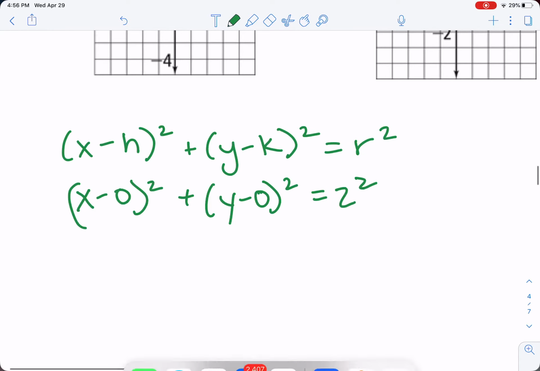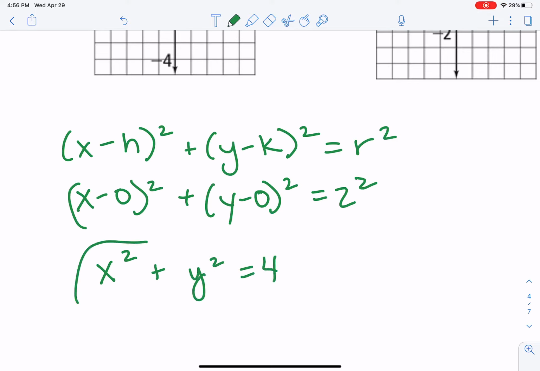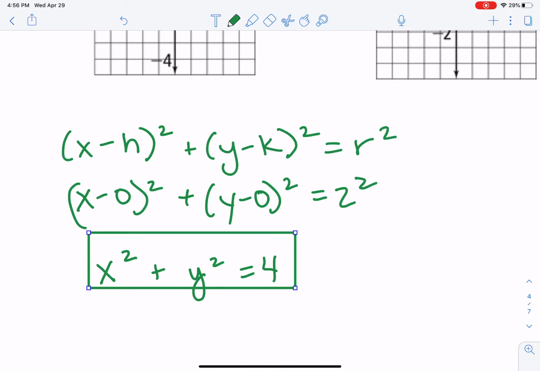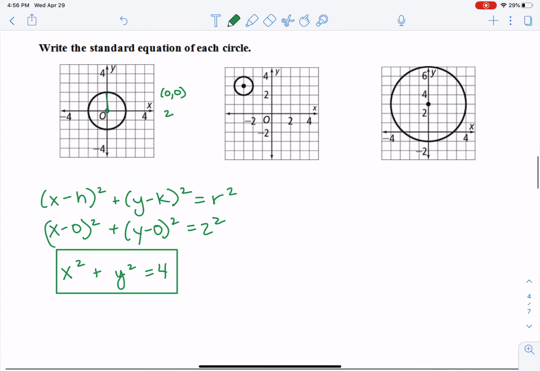Again, you could leave it like this. I just like to make it look a little neater. X minus 0, you could just rewrite as x squared. Y minus 0, you could just rewrite as y squared. And 2 squared, you could rewrite as 4. So that is the distance from the center to the edge of that circle. Try a couple more.